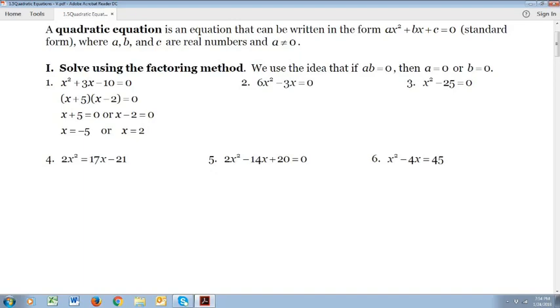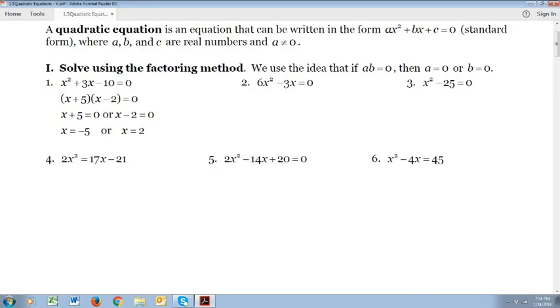Notice it says we use the idea that if a times b equals 0, then either a or b must equal 0. So basically the idea is if you multiply two numbers and you get 0, one of them must be 0. That's the only way you can get 0 when you multiply numbers. So let's look at number 1. I've already done an example here.